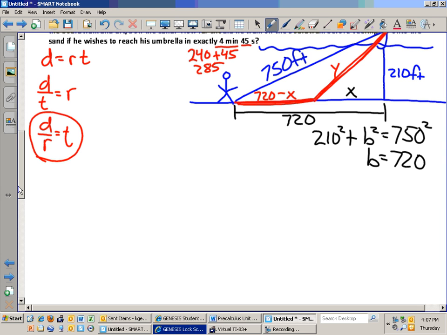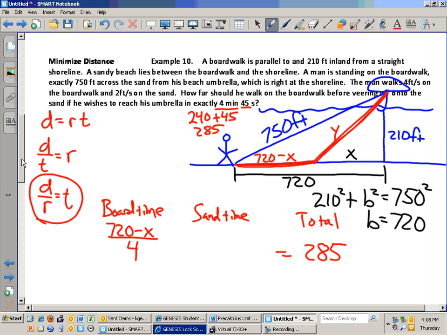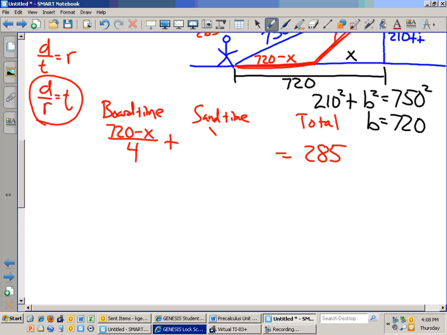Watch. We can set up his board time, we can set up his sand time, and we can set up his total time. His total time is, again, 285 seconds. His board time is equal to his distance divided by his rate. His distance is 720 minus x on the board divided by his rate, which is 4 feet per second on the boardwalk. His rate on the sand is 2 feet per second. So his sand time will be y, the distance that he travels on the sand, divided by his rate, which is 2. Now we have an equation we can solve.